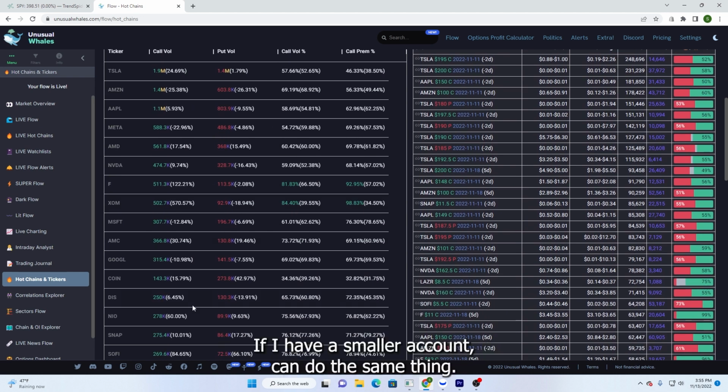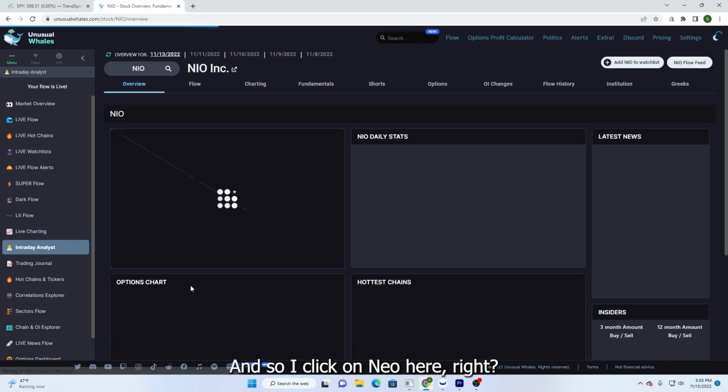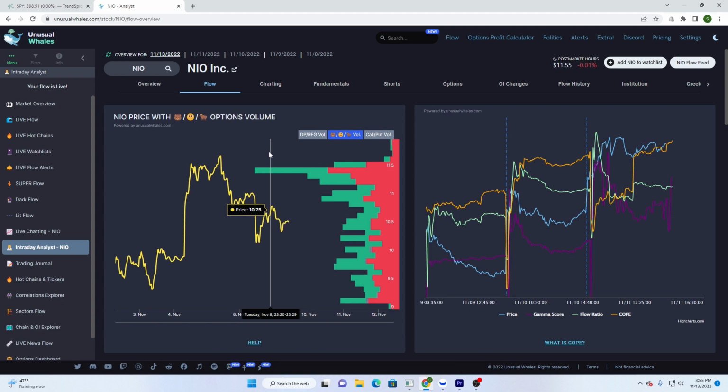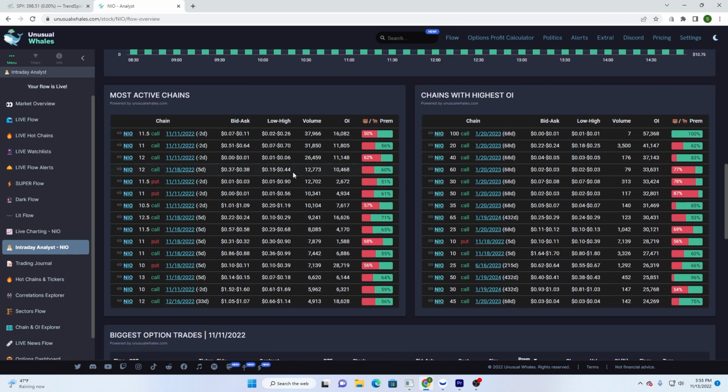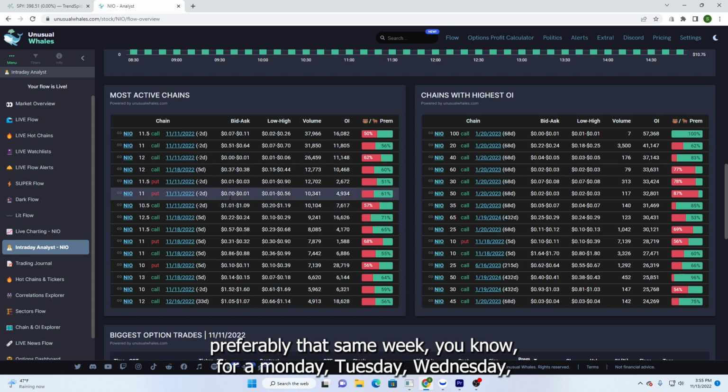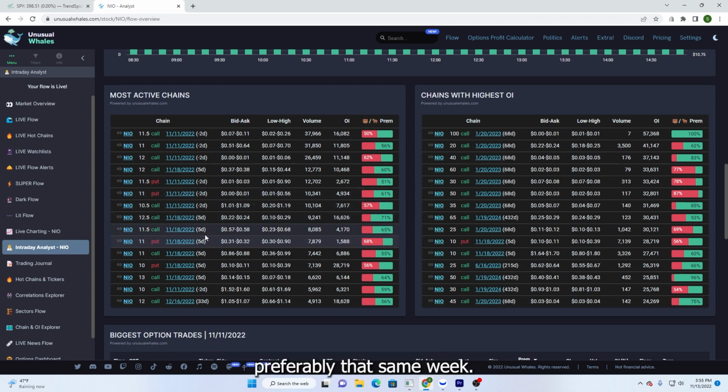If I have a smaller account, I can do the same thing. So I click on NEO here, right? First thing first, I'm going to go over here to flow. Most active chains is what I want to look for. And what I really want to see is high volume, out of the money contracts being hit that are close to expiring. Preferably that same week, for a Monday, Tuesday, Wednesday. Preferably that same week. The next week stands out as well.